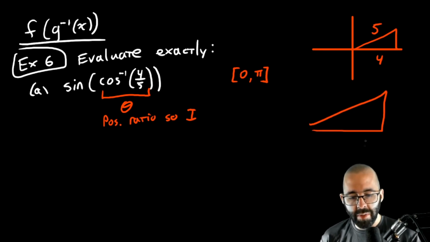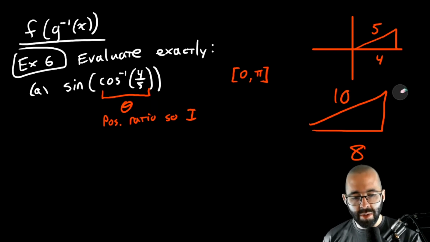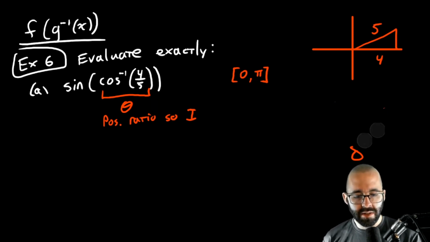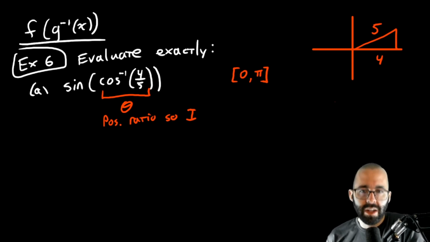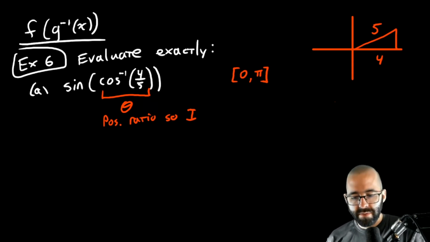And again, we don't know the size of this triangle. This triangle could be way bigger, right? It could be 8 over 10. We don't know the size of this triangle, but we do know the ratio is this. So we're only looking at trig functions. We can just make a dummy triangle. I don't know how big the triangle is, but we can use a dummy triangle. And this is a positive ratio. So theta is just some angle in the first quadrant.